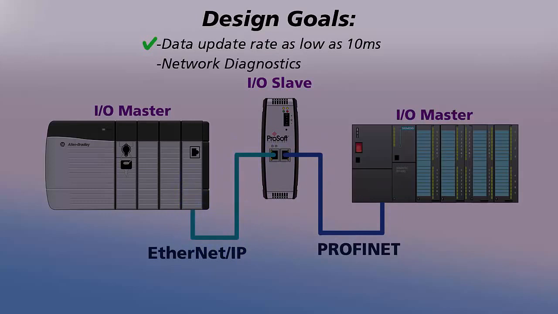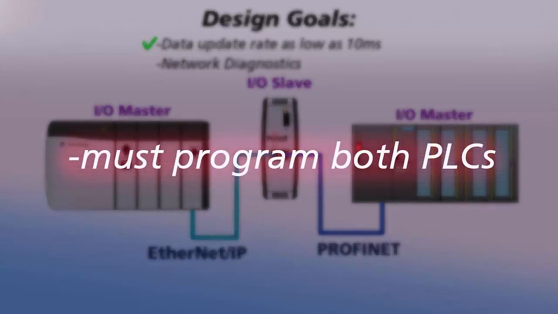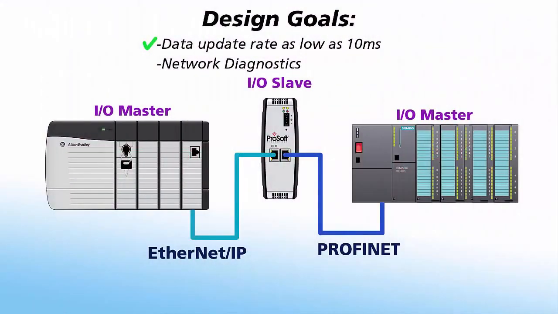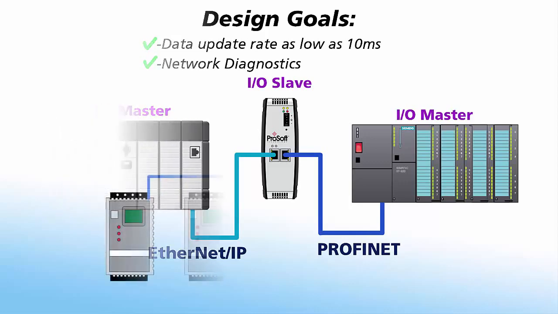Using this communication method requires you to program both PLCs to set up the I/O messaging. This will also allow the PLCs to monitor the communication status of our gateway and display the diagnostic tags to an HMI or the PLC programming software.